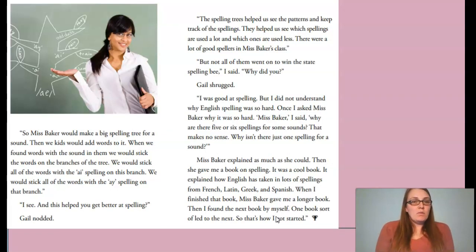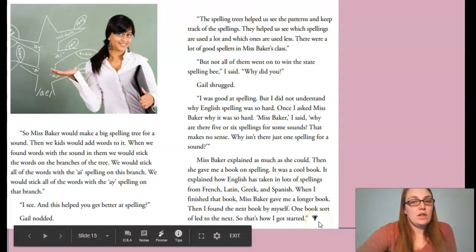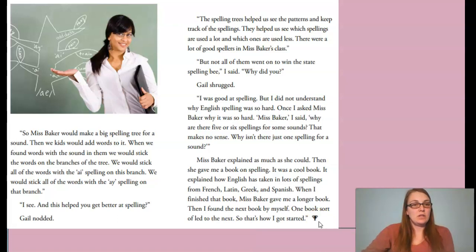So Miss Baker would make a big spelling tree for a sound. Then we kids would add words to it. When we found words with a sound in them, we would stick the words on the branches of the tree. We would stick all of the words with the AI spellings on this branch. We would stick all of the words with the AY spellings on this branch. "I see. And this helped you get better at spelling?" Gail nodded. "The spelling trees helped us see the patterns and keep track of the spellings. They helped us see which spellings are used a lot and which ones are used less."